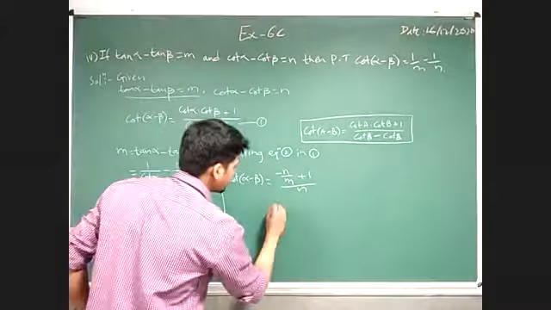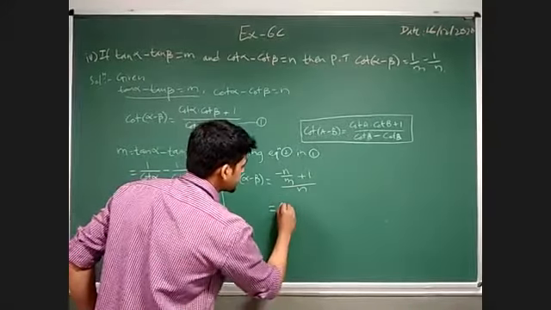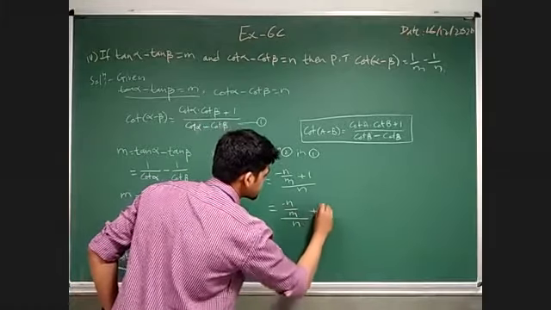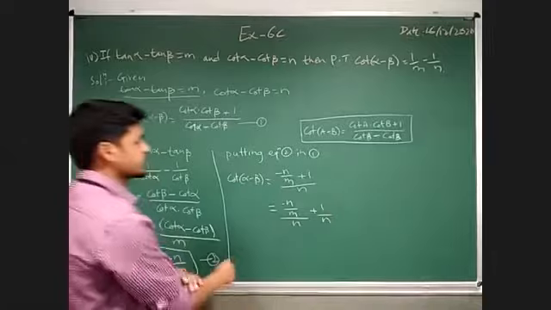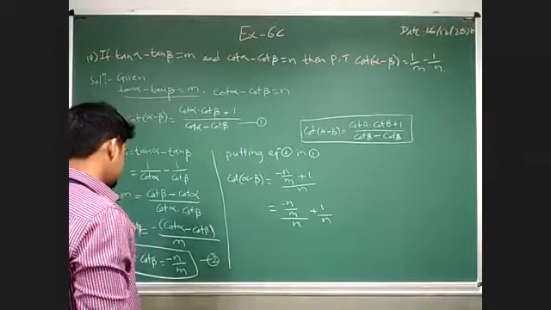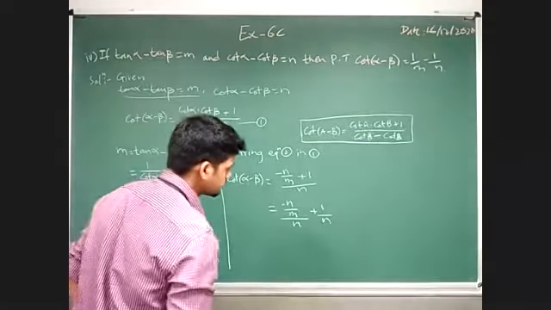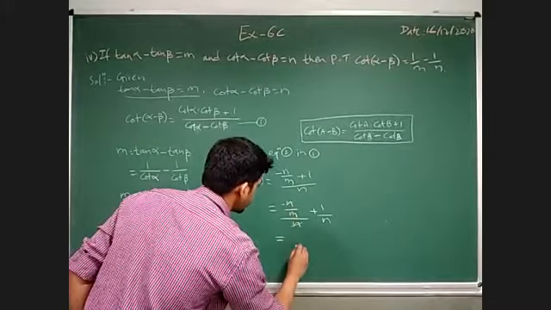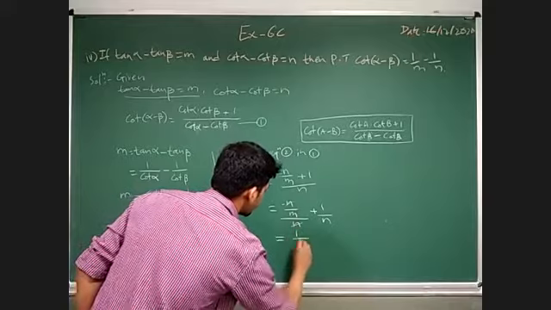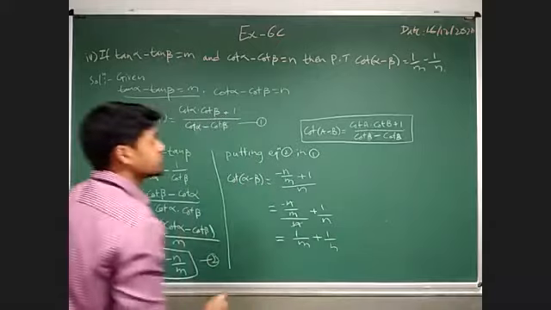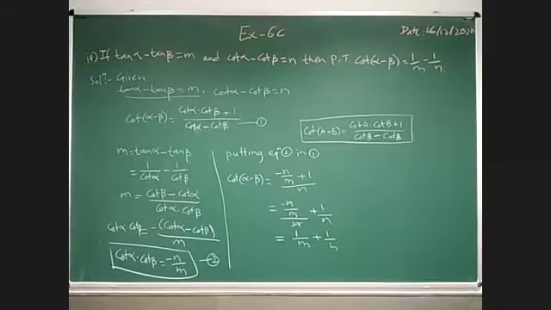Okay, now just do simplification here. So here I will have plus 1 by n. Now this n will get cancelled, so here I will have 1 by m plus 1 by n, but we should get minus 1 by n. So where am I doing the mistake?